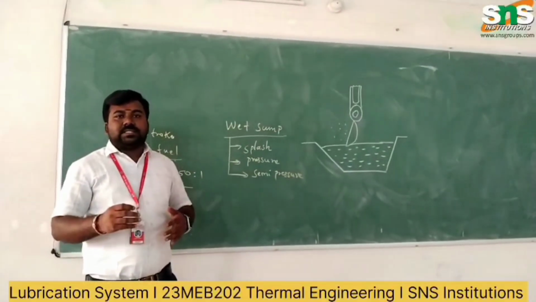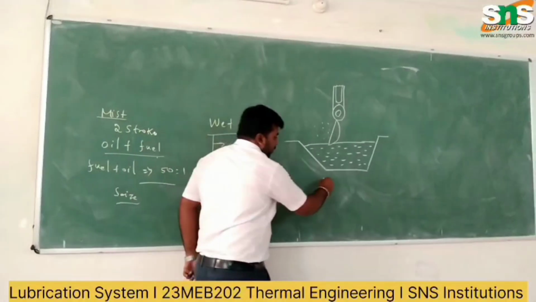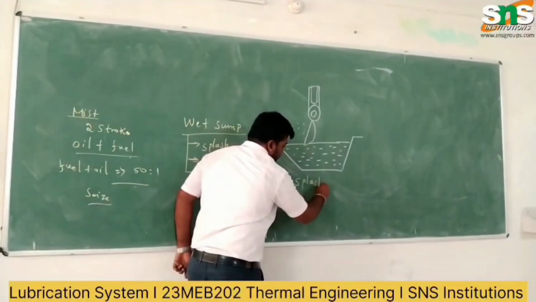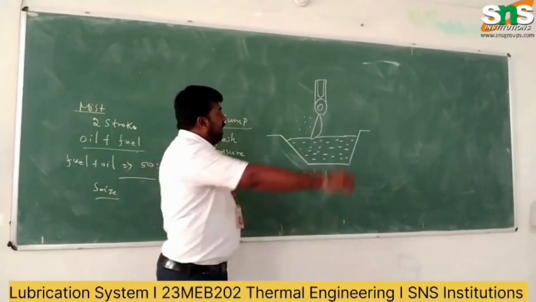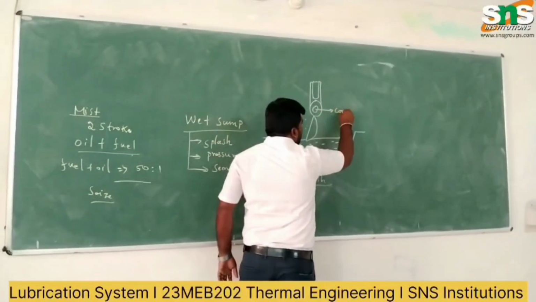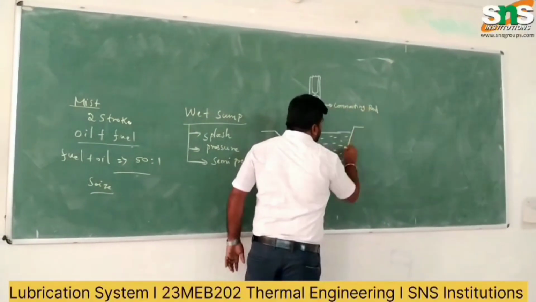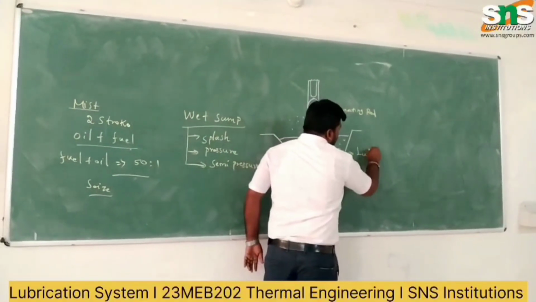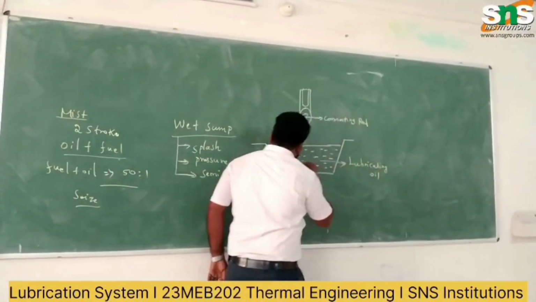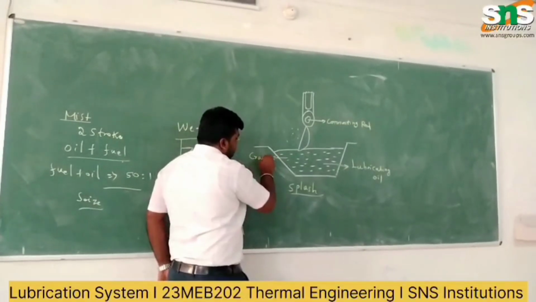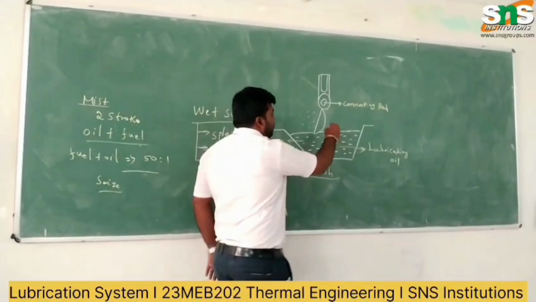Now we are going to discuss one of the wet sump systems, the splash lubrication system. Let us consider this small arrangement of the splash lubrication system. This is the connecting rod of the IC engine, the big end of the connecting rod, and the lubricating oil. This is the crankcase. The main part of this splash system is the scoop.